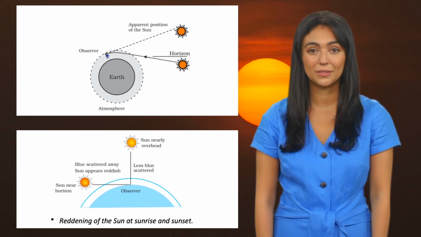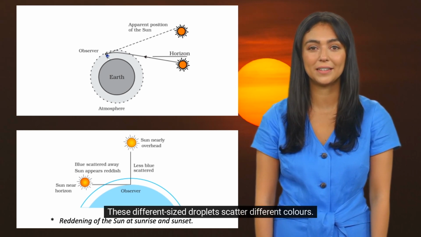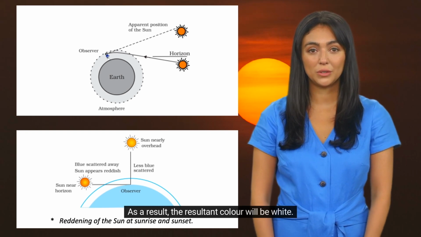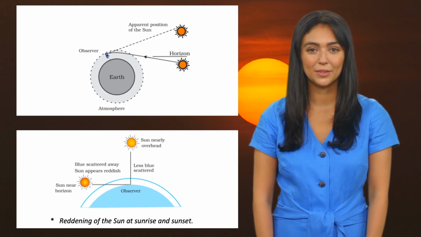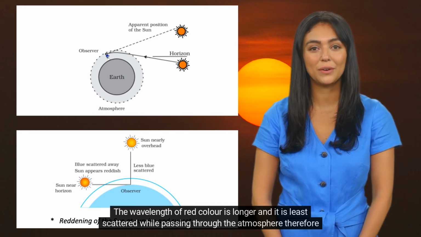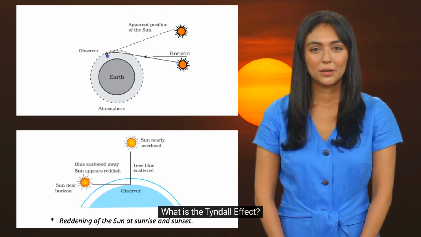Why are clouds white? Clouds are made of water droplets of different sizes. These different sized droplets scatter different colors. As a result, the resultant color will be white. Why are danger signals red? The wavelength of red color is longer and it is least scattered while passing through the atmosphere, therefore, it can travel long distances.